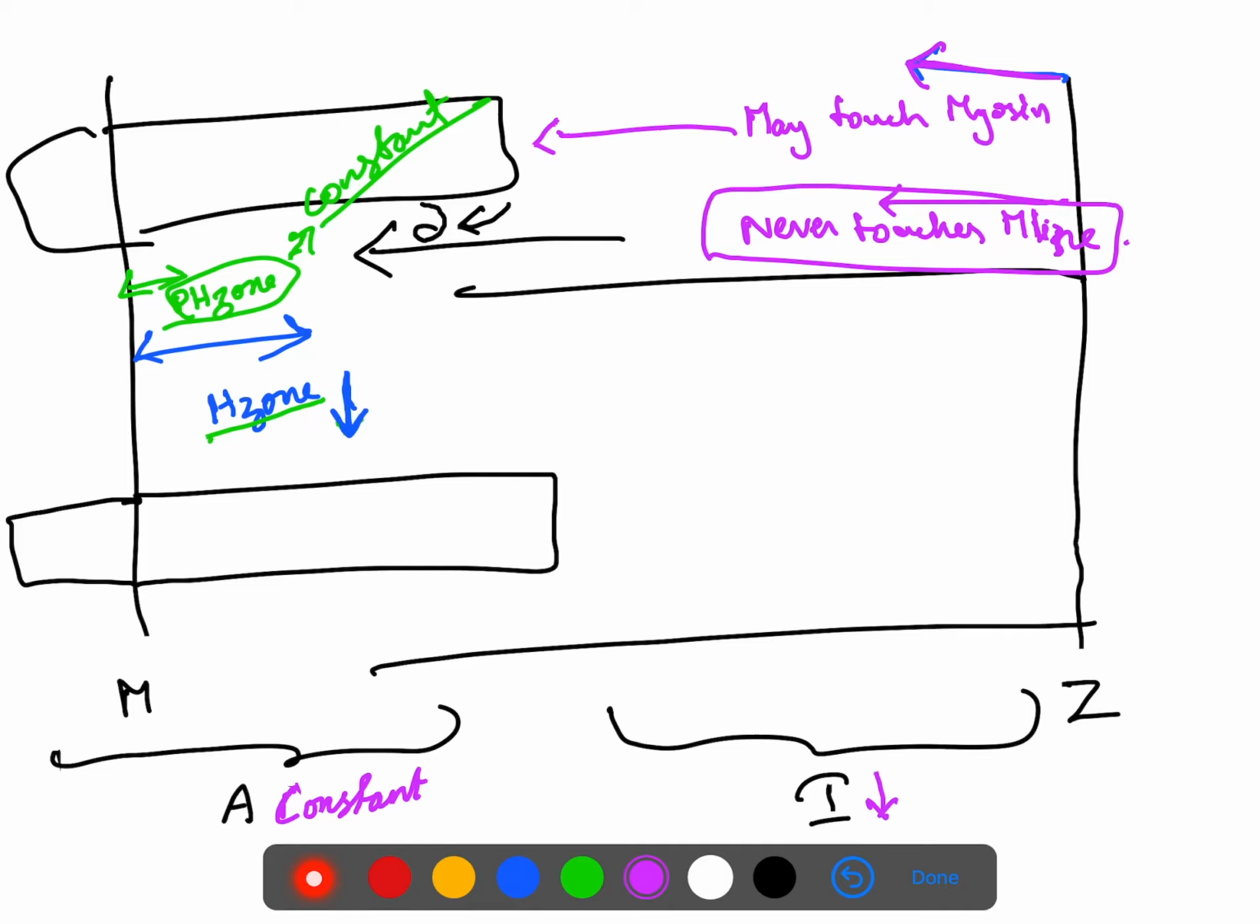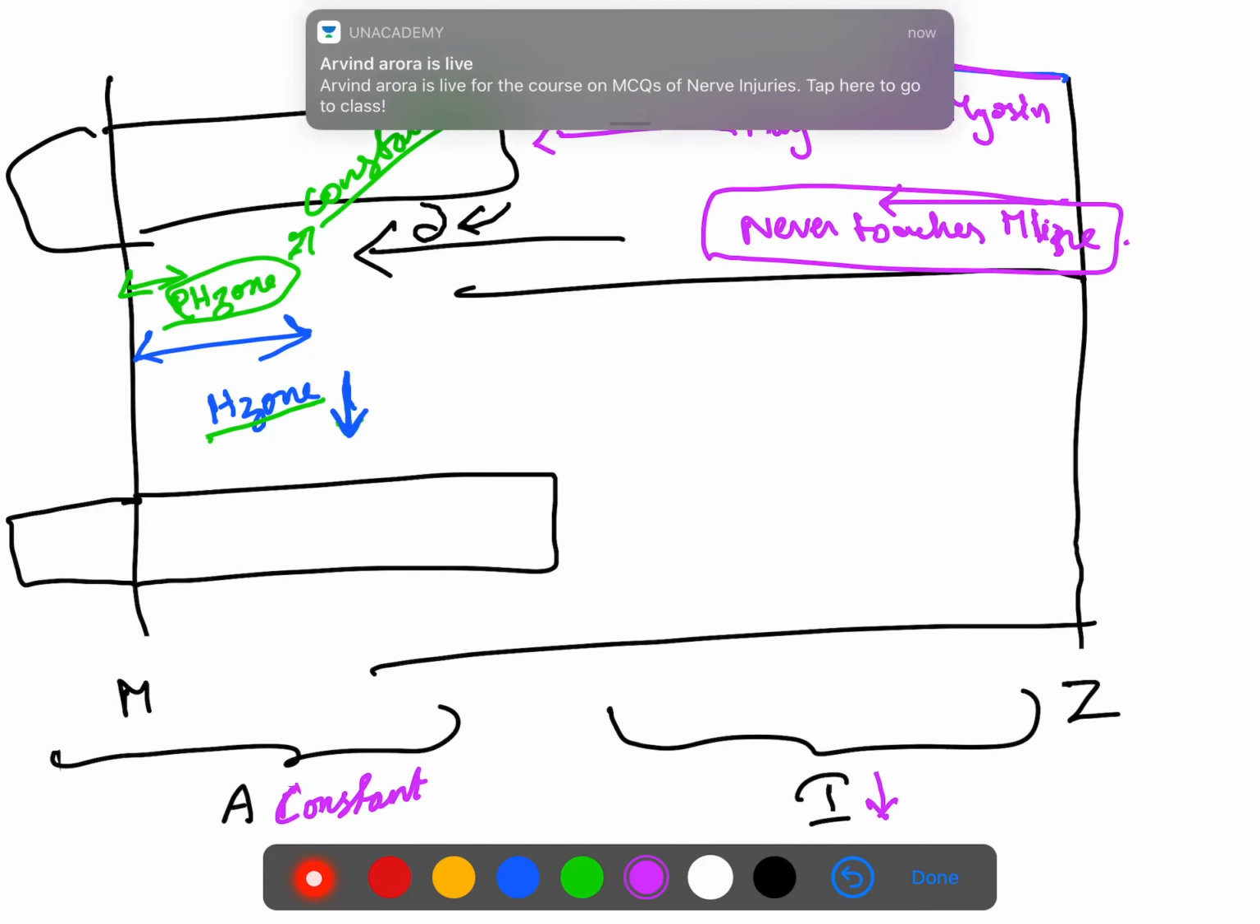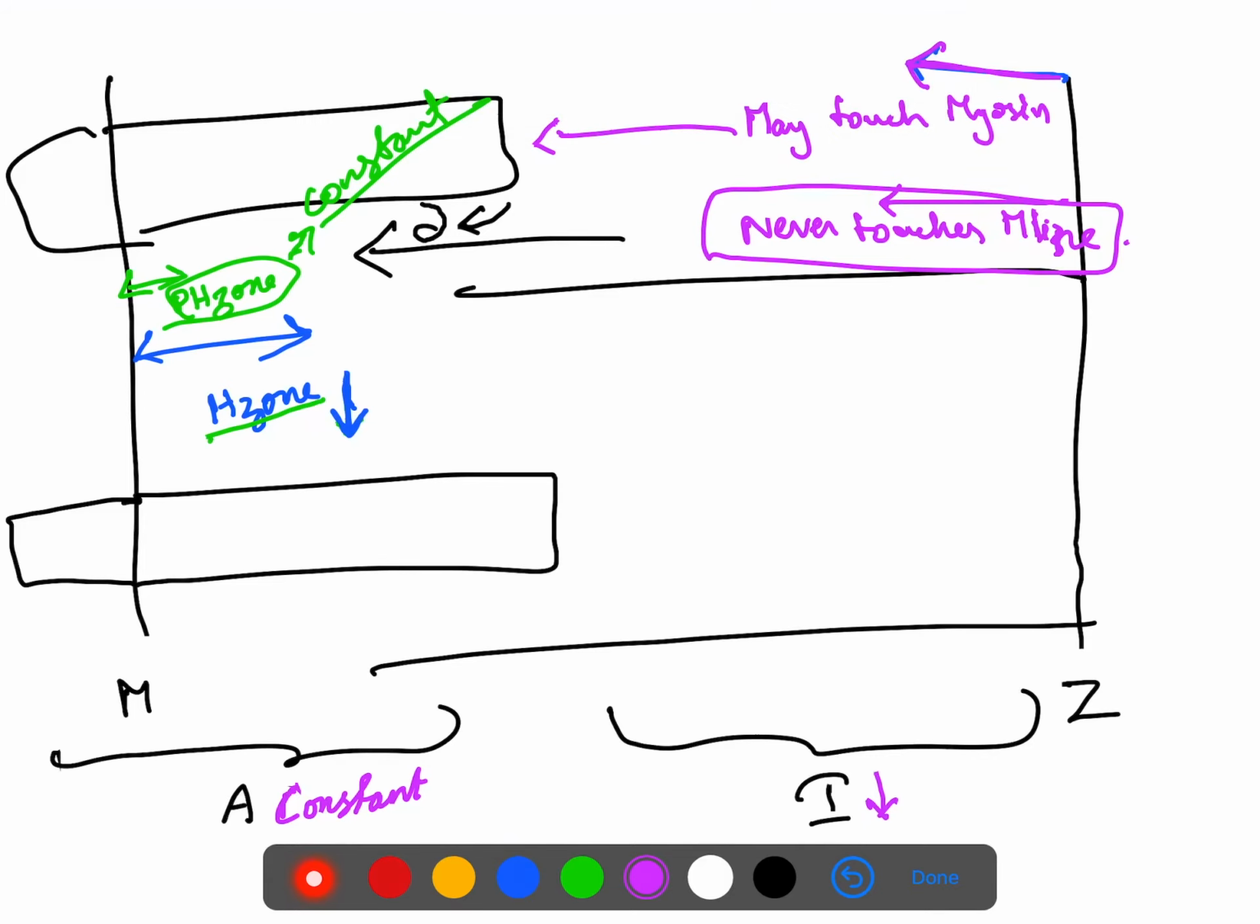These are the few important points you have to remember. That is how muscle contraction and coupling takes place, how there is a release of the head, and which zones are diminished in size and which are constant in size, the various molecules and molecular level physiology that you have to know. That's all. Thank you very much.